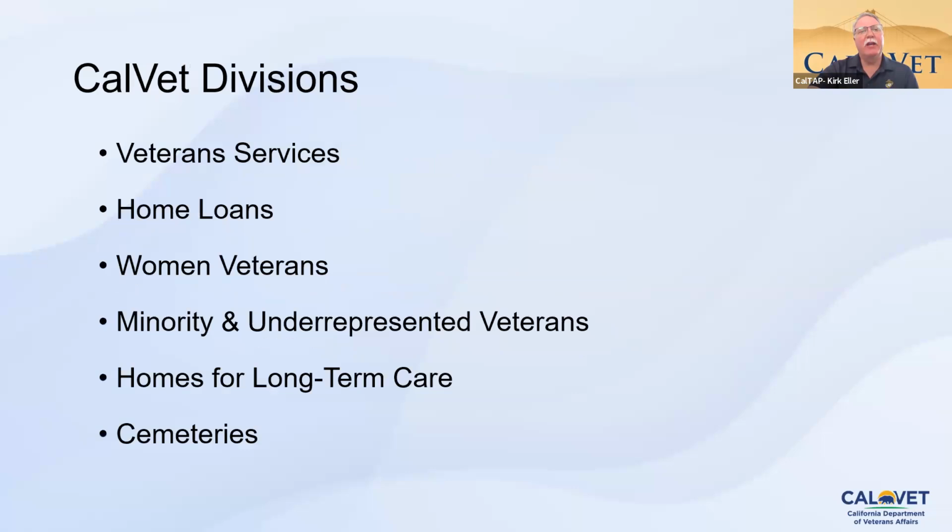Here's a list of some of our divisions. Our veteran services division, our home loans division, which provides a great home loan option for veterans here in the state of California. Our women veterans division provides advocacy and outreach for women veterans, as well as our minority and underrepresented veterans division. They provide excellent services for these demographics. Additionally, veterans that are unnaturalized, that are seeking to have their citizenship, they actually assist with that process, which is a really good program for them. We also have 8 veteran homes throughout the state of California for long-term care, which provide excellent care for our aging veterans, from skilled nursing, as well as independent living and memory care units.